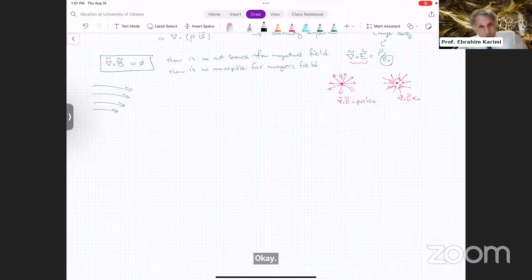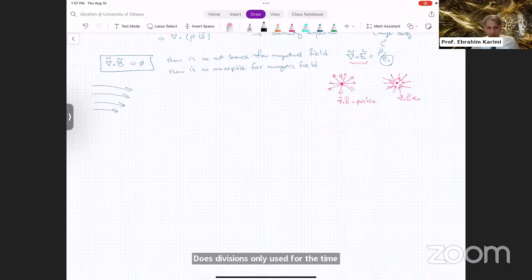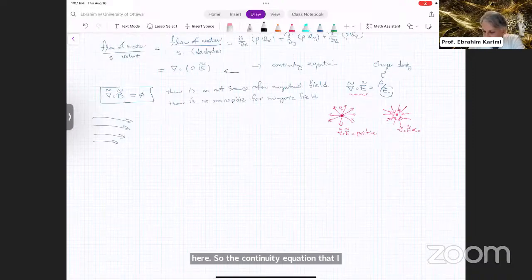Is divergence only used for time-dependent functions? No, it can be used for the time-independent case as well. This was exactly the example that we had here. The continuity equation in general, if you assume that rho is also a function of time, is the derivative of rho with respect to time plus divergence of rho v equal to 0. That's in fluid dynamics.